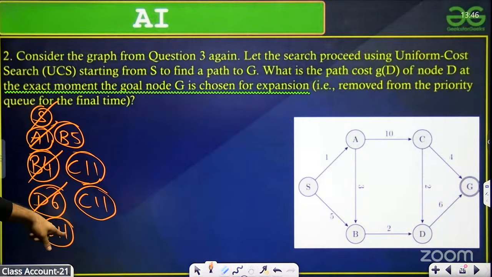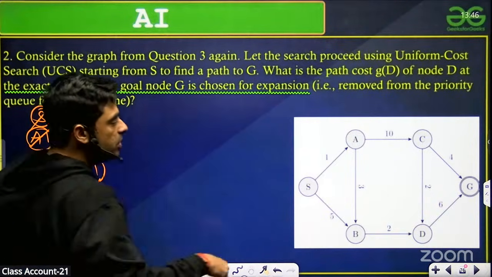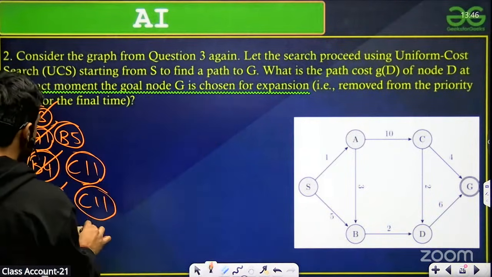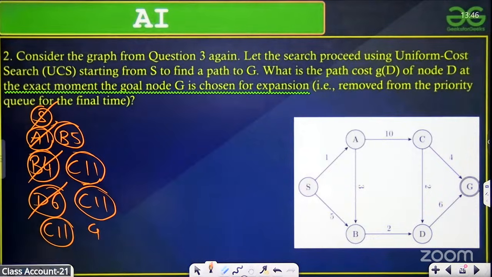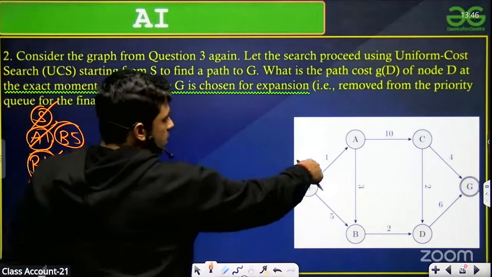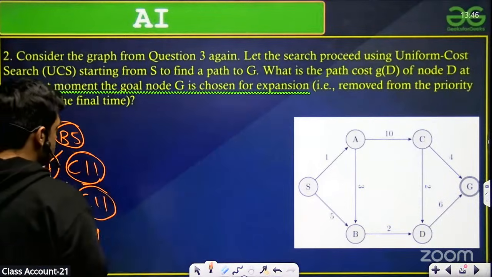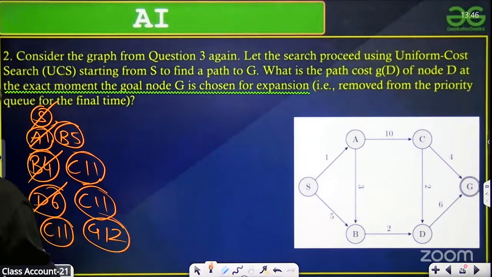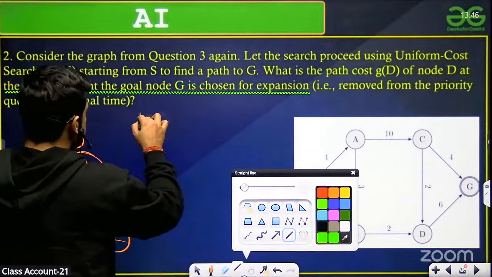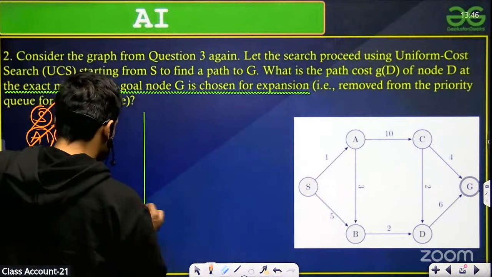Now, D has how many children? D has a single child, that is G. So G would be reached at what cost? 3 plus 1 is 4, 4 plus 2 is 6, 6 plus 6 is 12. So G would be reached at a cost of 12.